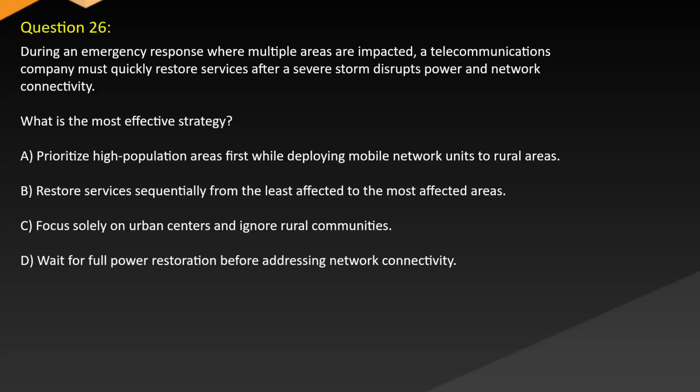Question 26. During an emergency response where multiple areas are impacted, a telecommunications company must quickly restore services after a severe storm disrupts power and network connectivity. What is the most effective strategy? A. Prioritize high population areas first while deploying mobile network units to rural areas. B. Restore services sequentially from the least affected to the most affected areas. C. Focus solely on urban centers and ignore rural communities. D. Wait for full power restoration before addressing network connectivity.